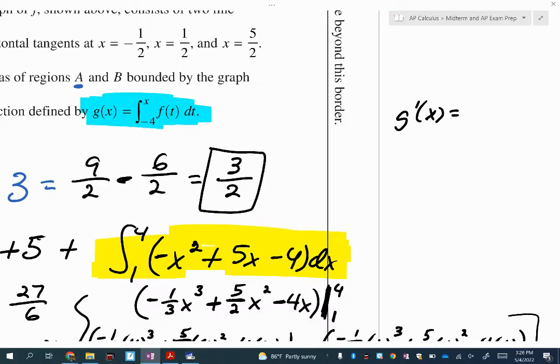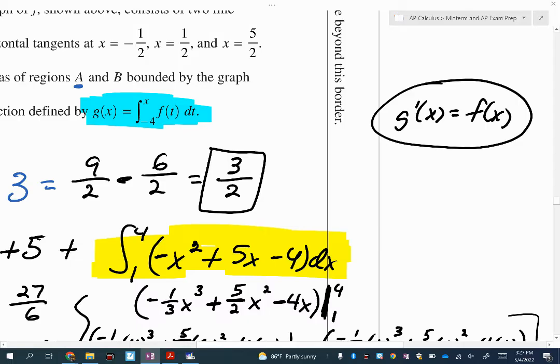Fundamental theorem of calculus part 1. It's just a function, just the f of x. So this right here is the understanding you need to answer part B: that the g prime of x function is the f of x.